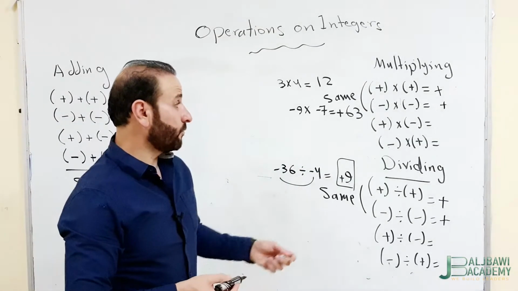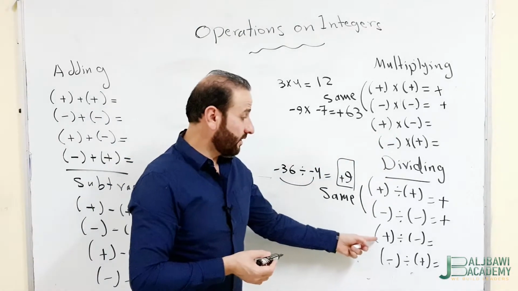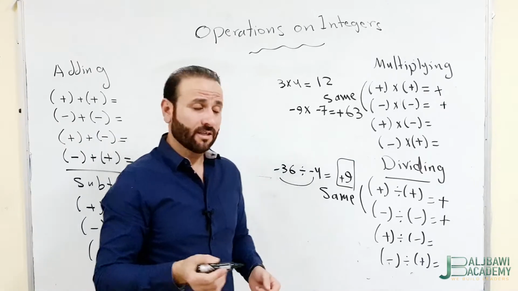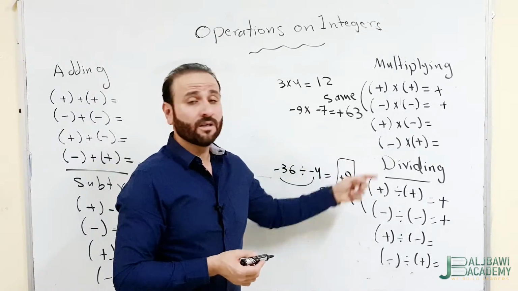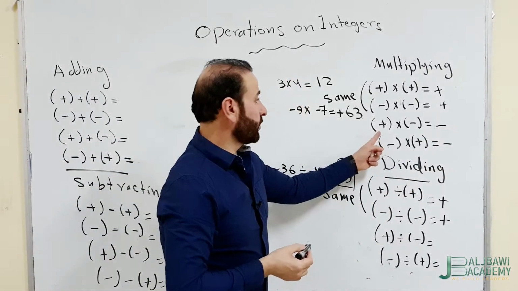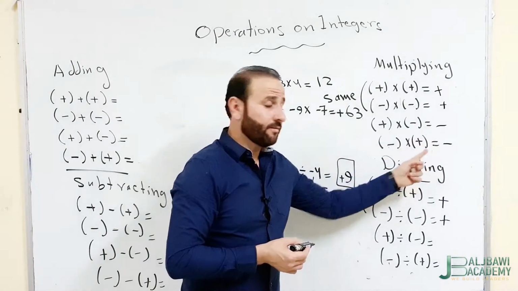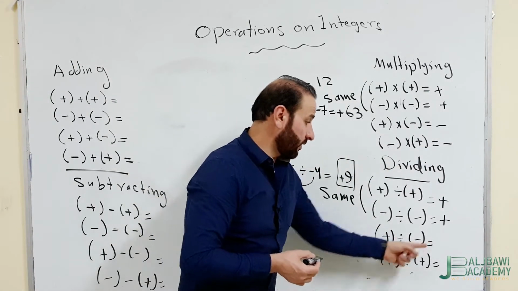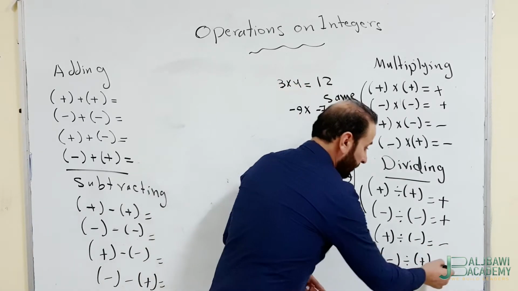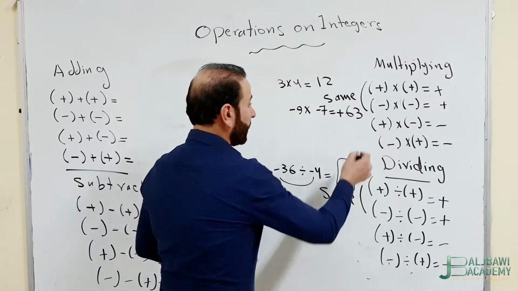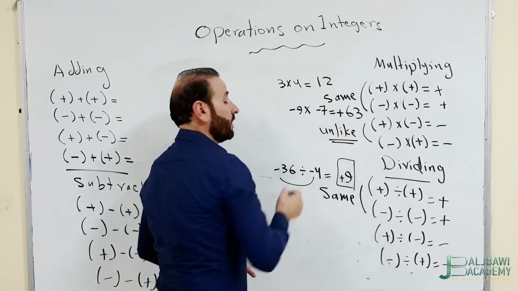Now what if we have different signs? If we are multiplying or dividing numbers with different signs, or unlike signs, in this case the answer will be negative. Positive multiplied by negative equals negative. Negative multiplied by positive equals negative. Positive divided by negative equals negative. And negative divided by positive equals negative. What we can say is, unlike signs give negative.